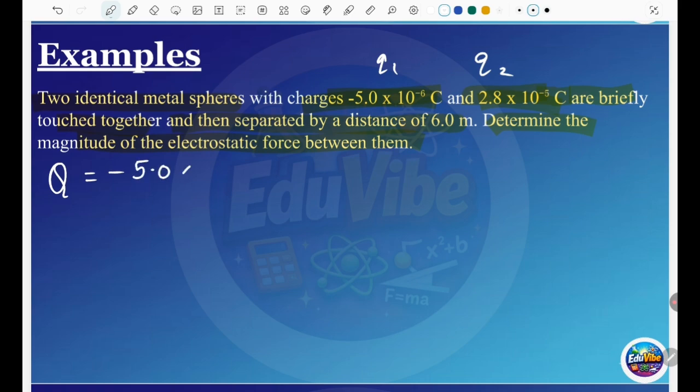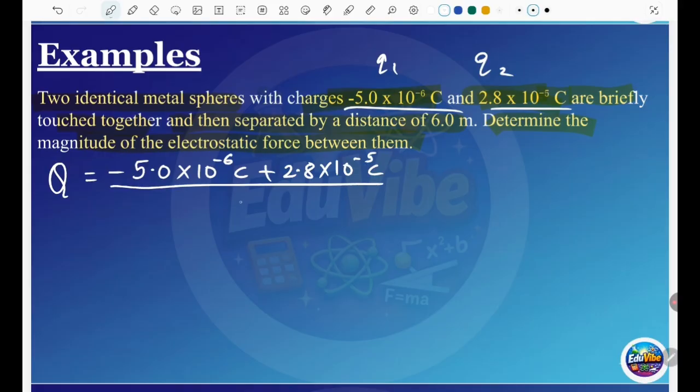So negative 5.0 times 10 raised to power minus 6 coulombs added to 2.8 times 10 raised to minus 5 coulombs. And we have to get the average type of thing. So when we have two charges, we add them both, find the Q, and after that we divide this by 2. Why do we divide this by 2? Because the two charges are separated after they touch, by a distance of 6.0 meters. That's why we divide this by 2.